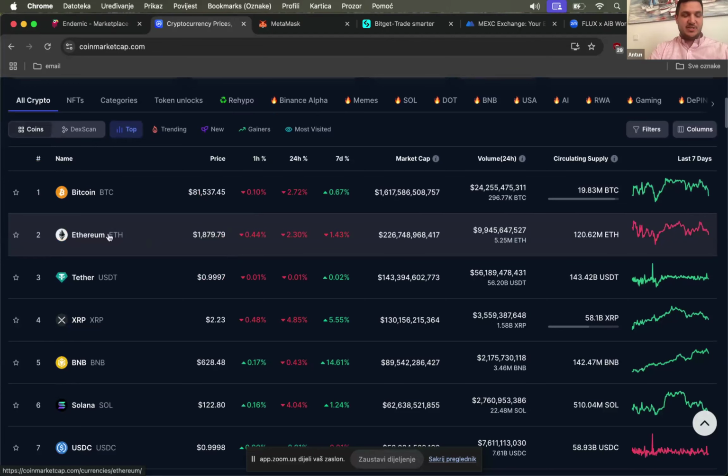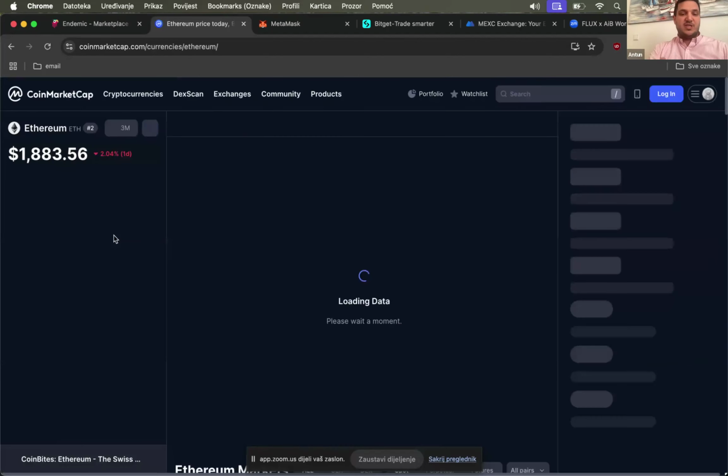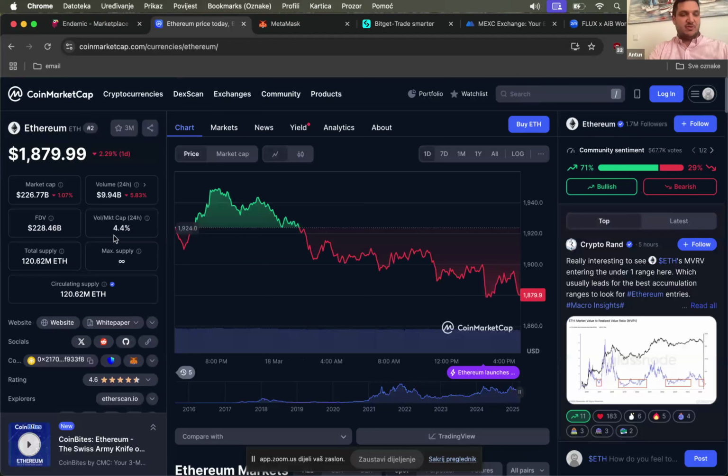For example, here we have Ethereum that you're going to use later on on the endemic platform as well. Once you press on it, you get all this necessary information about trading values, etc. This is all helpful if you want to start buying and selling crypto more intensively.